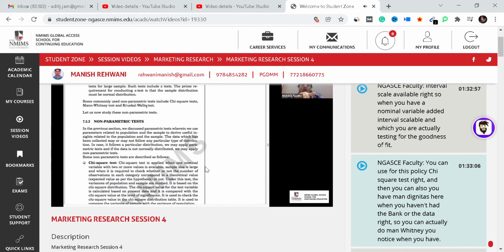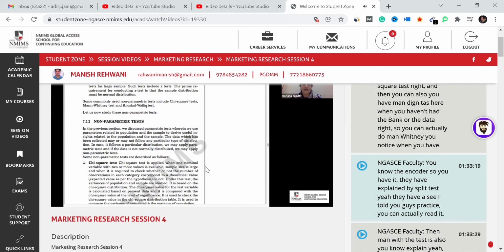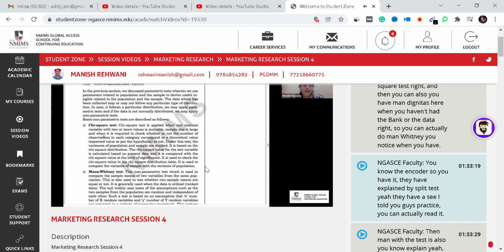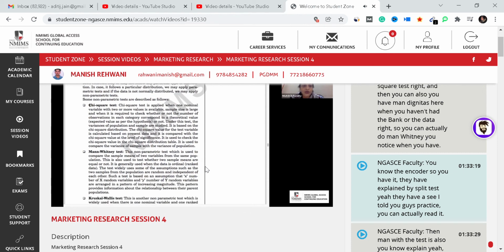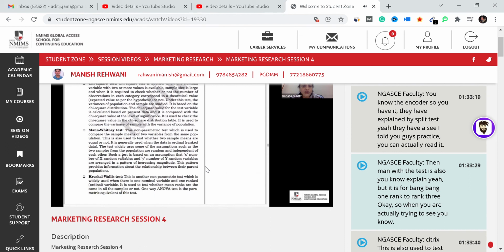And then you have Mann-Whitney tests when you have rank order data, right? So you can actually do Mann-Whitney tests when you have rank order data. They have explained the chi-square test here. See, I told you about the chi-square test, you can actually read it. Then the Mann-Whitney test is also explained here. It is for a ranked variable, rank 1, rank 2, rank 3.